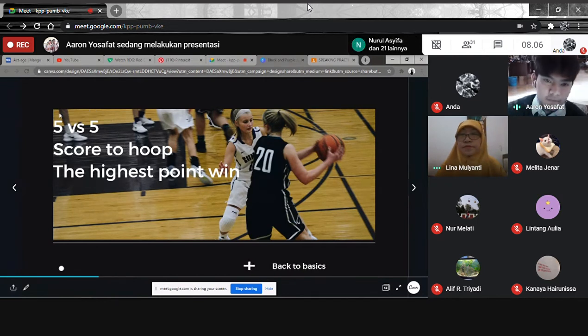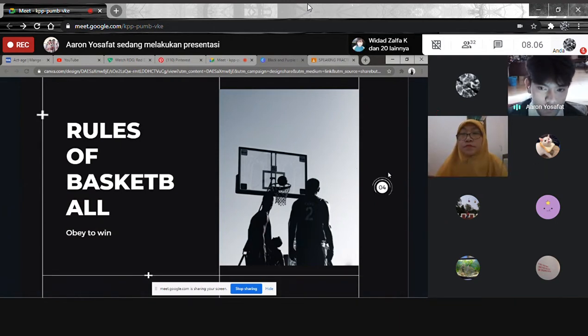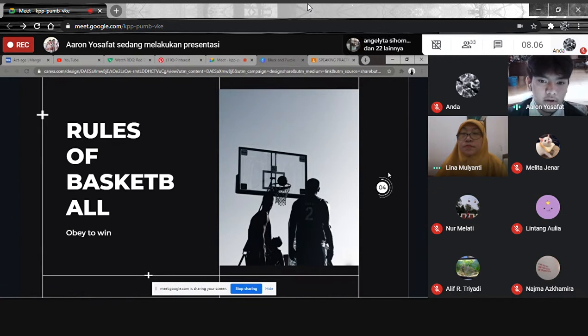Basically, 5 versus 5 means two teams competing against each other to get the highest point by scoring to the hoop. That's what basketball means. And then, what kind of rules does basketball contain? Today I will explain some rules, because there are so many rules and too complex to explain.